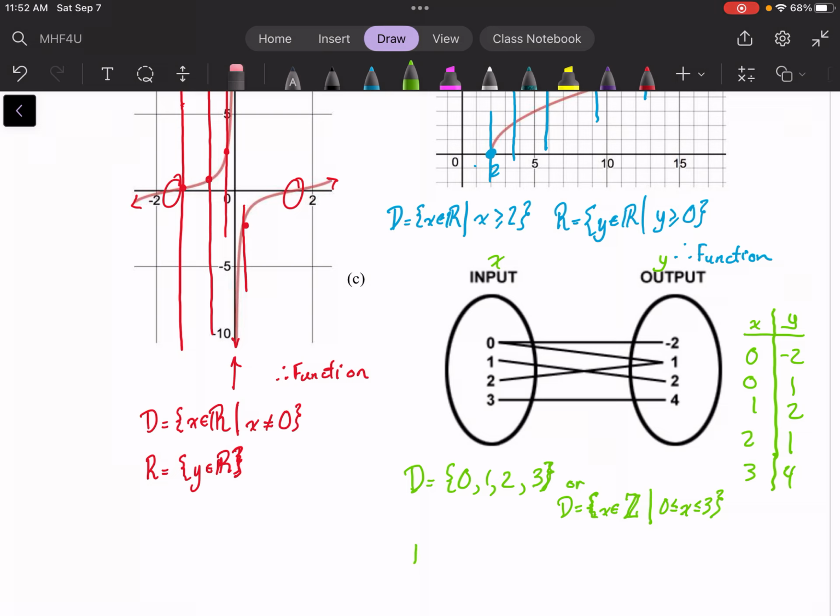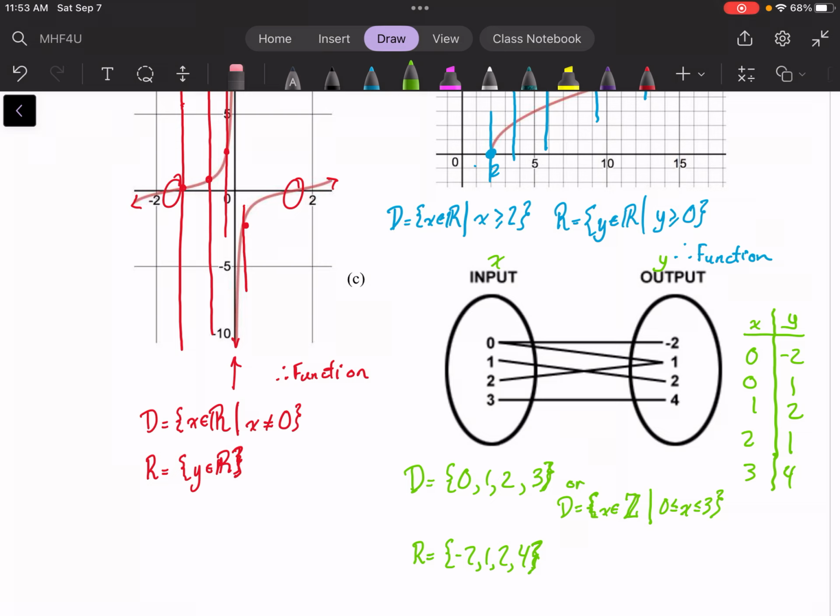The range, however, you can express, I'm going to choose the easier of the two methods, which is just list the numbers. So -2, 1, 2, and 4. Those are all the numbers that are there.